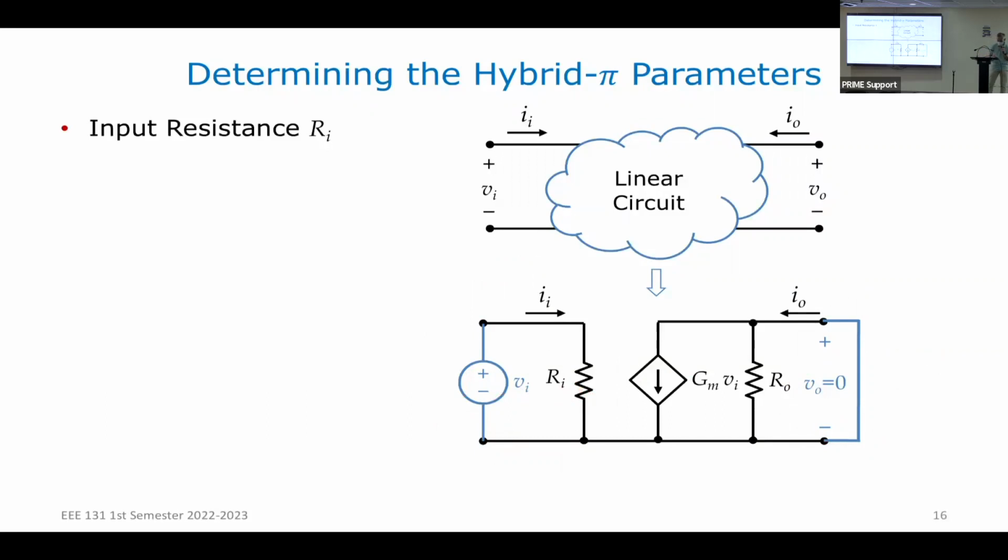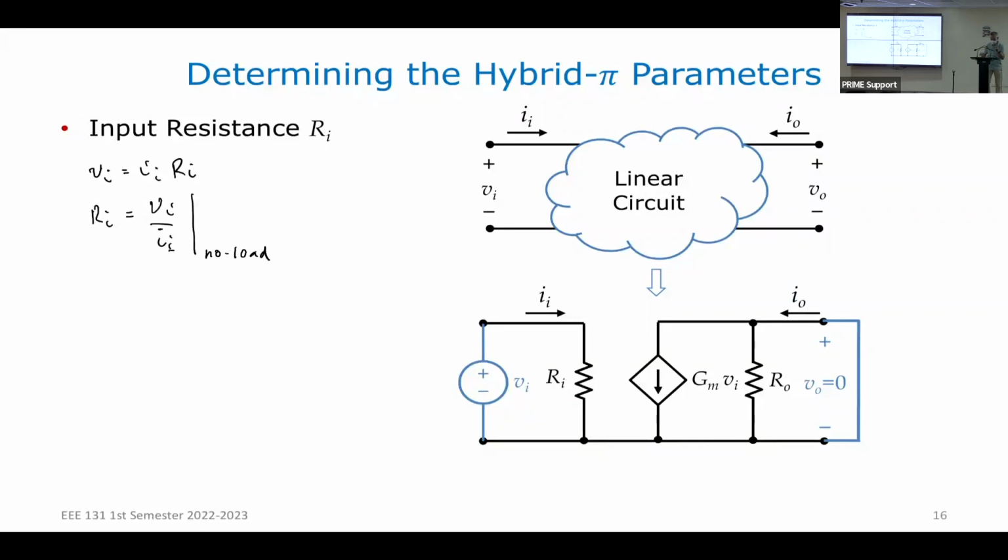So VI is equal to I sub I times R sub I. In other words, R sub I is just VI over I sub I. However, we still impose that this is at no load.